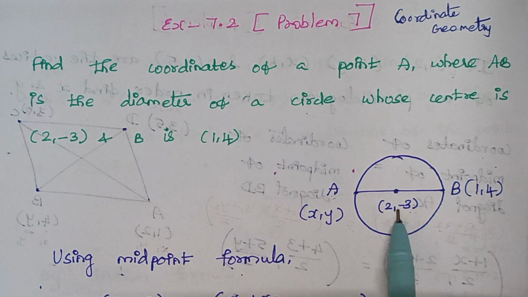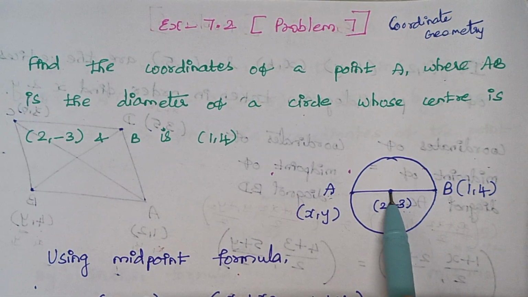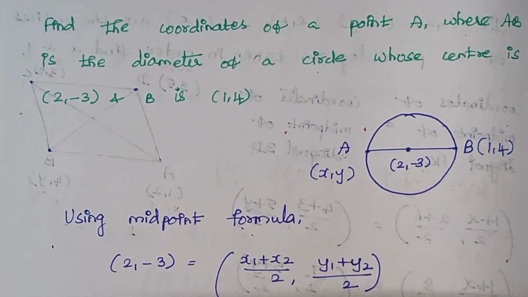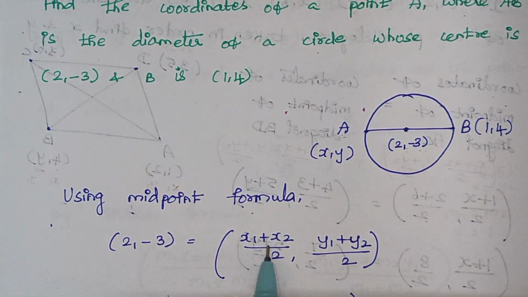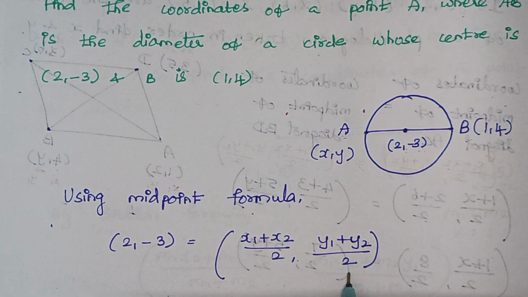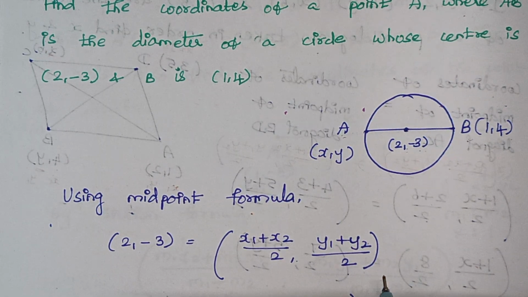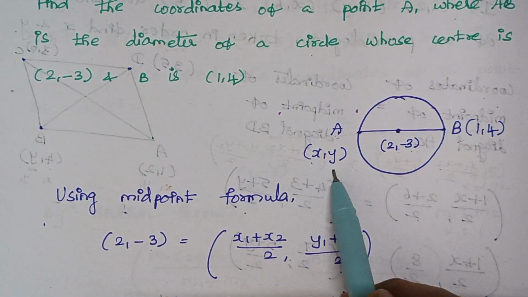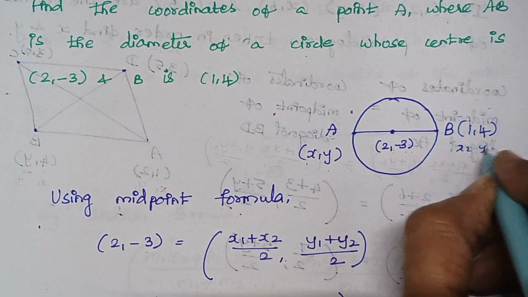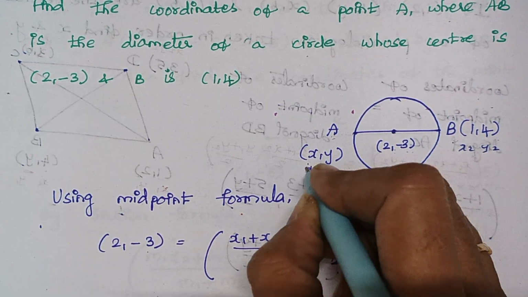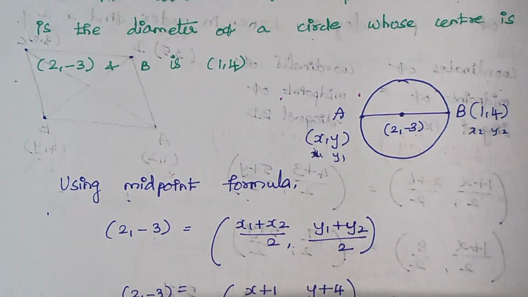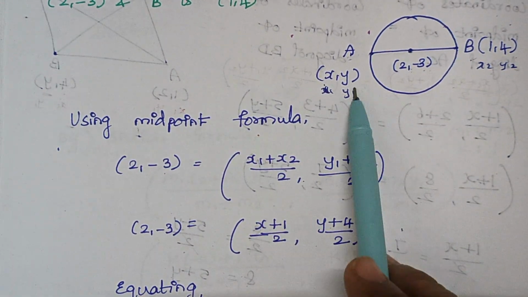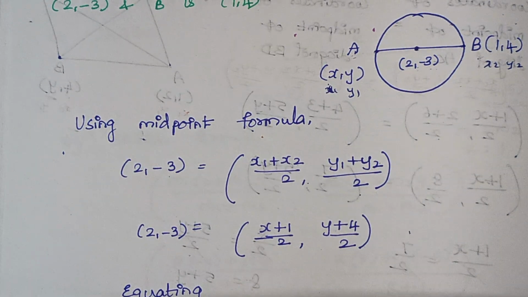Here we know the value of the other two parts. Once the value of the midpoint is given, obviously we have to make use of the midpoint formula. So what is the midpoint formula? It is x1 plus x2 by 2, y1 plus y2 by 2. So the midpoint is 2, minus 3, and this is x1, y1 and this is our x2, y2. So we are going to substitute the values. Here it is x plus 1 by 2 and y plus 4 by 2.